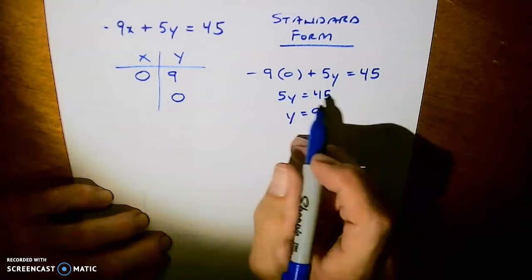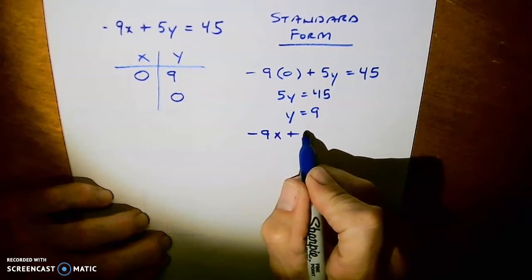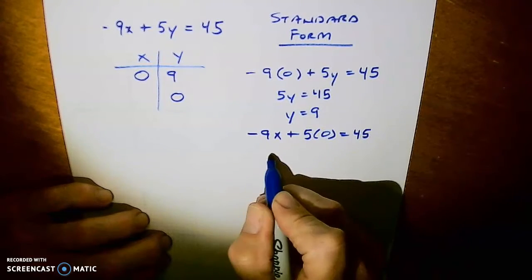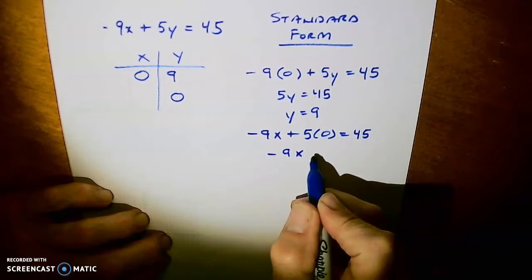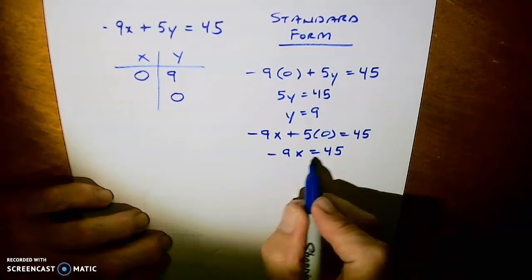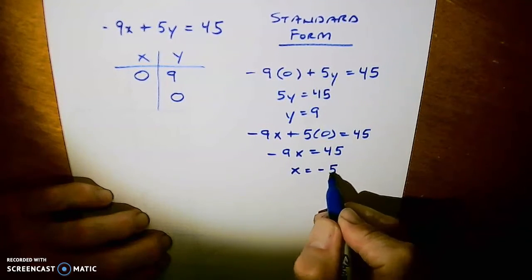We'll do the same thing with the x term. We'll solve for the x term now. Negative 9x plus 5 times 0 equals 45. So negative 9x equals 45. What times negative 9 gives me 45? x is equal to negative 5.